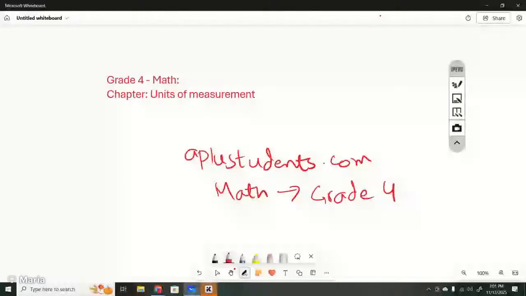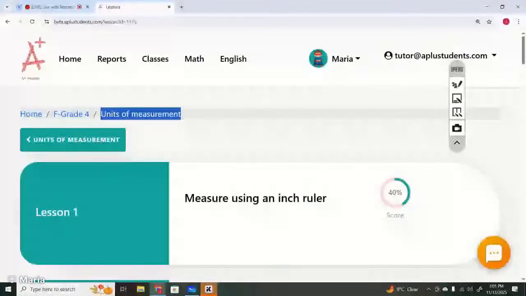So please make sure you have the example and definitions as well. Here I'm on grade 4 math. The chapter we're on right now is units of measurement. Let's just start with an example that is measure using an inch ruler. Let's just start the lesson.